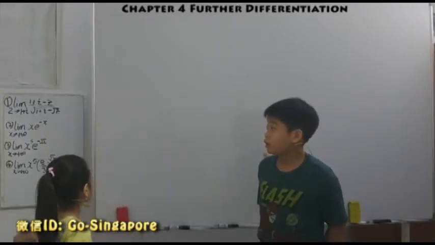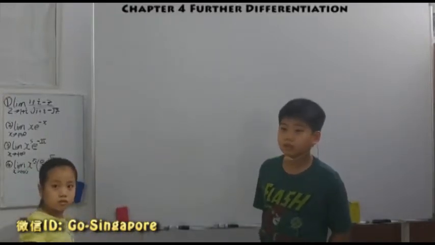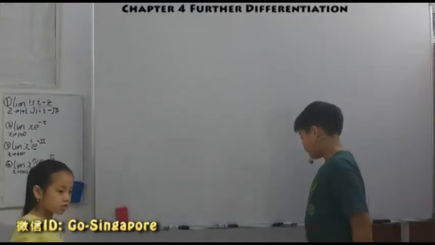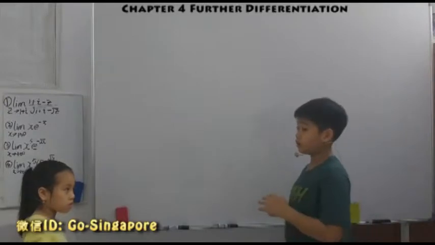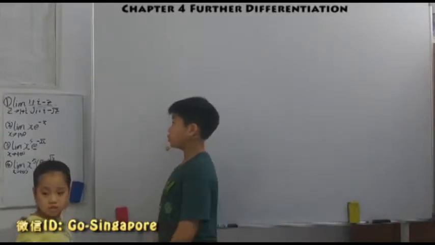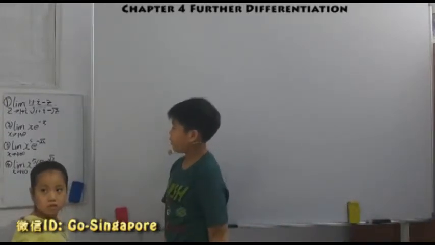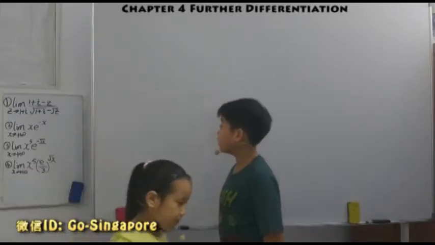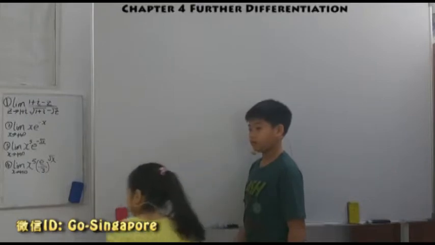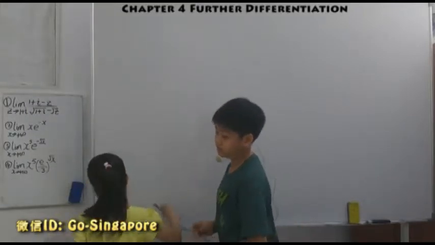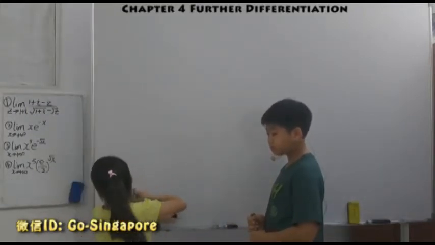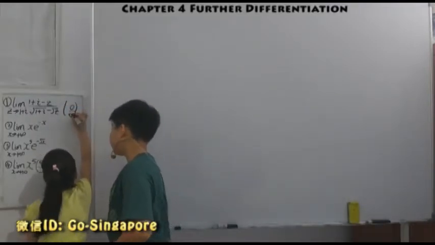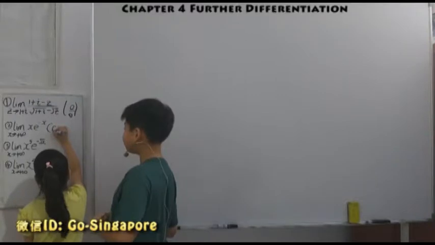This lesson is Calculus, Chapter 4: Further differentiation. We'll continue with L'Hopital's rule. Right now we have 4 questions. We will only use 2 methods for the first, okay? Can you write down what form all of these are?